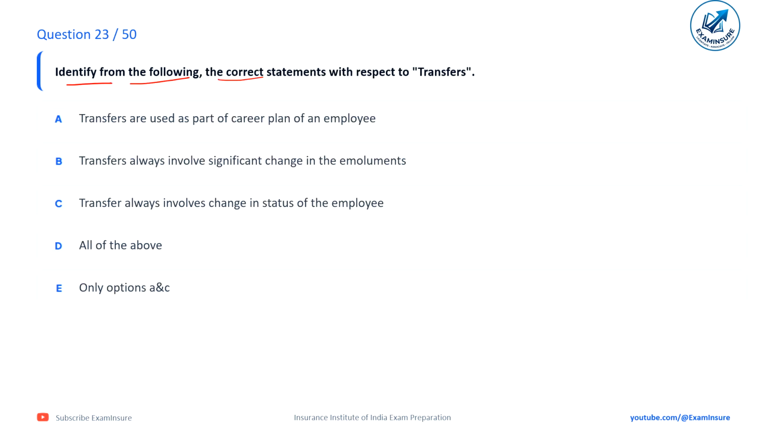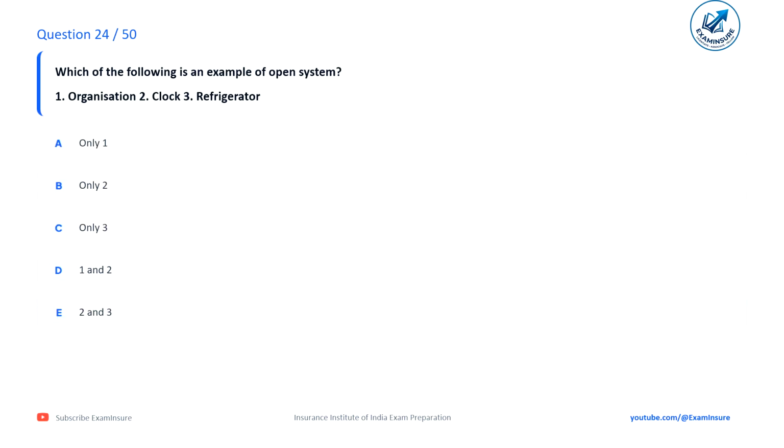Identify from the following the correct statement with respect to the transfers. Transfers are used as a part of career plan of an employee. Transfer always involves significant change in the emolument. Transfer always involves change in the status of employee. All of the above or only option A and C. So a correct answer is transfers are used as a part of career plan of an employee.